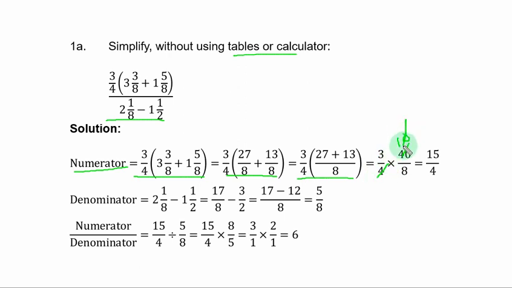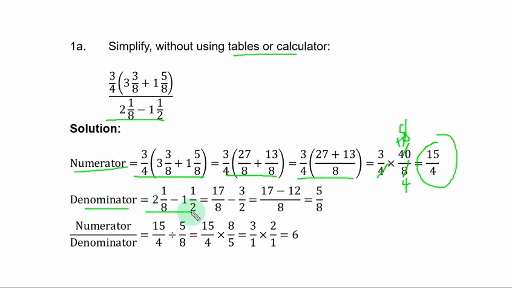You reduce 10 and 8 by 2. Here remains 4. Here becomes 5. 5 times 3 is 15. So you have 15 over 4. Take the denominator. You have it in this form.